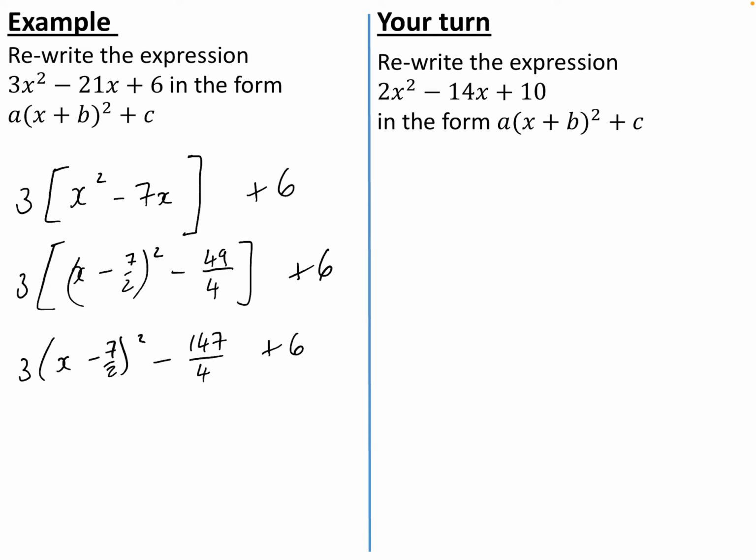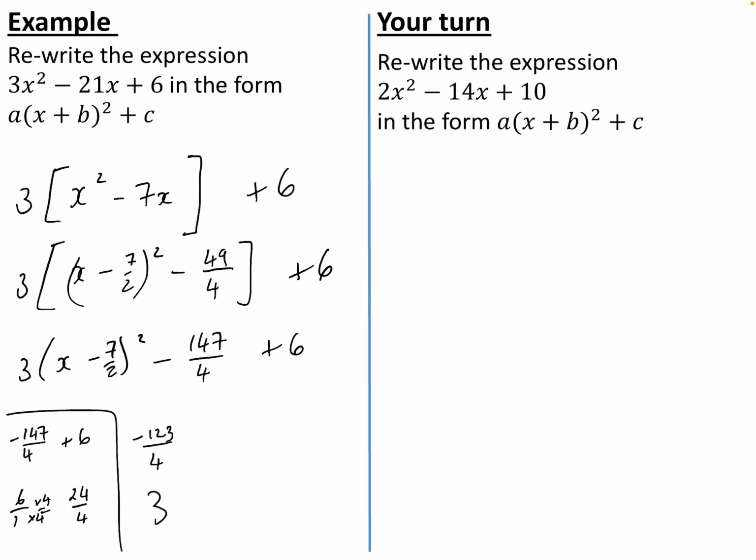Now combining these, I want to combine these two numbers together just to create one plus c term on the end. To do this, I'm going to do some additional workings out over here. I need to combine negative 147 over 4 plus 6. Well, if I can turn 6 into a fraction with the same denominator, which means I want to do 6 over 1 and multiply it by 4 to get me 24 over 4, I can now combine those two fractions, which is going to give me negative 123 over 4.